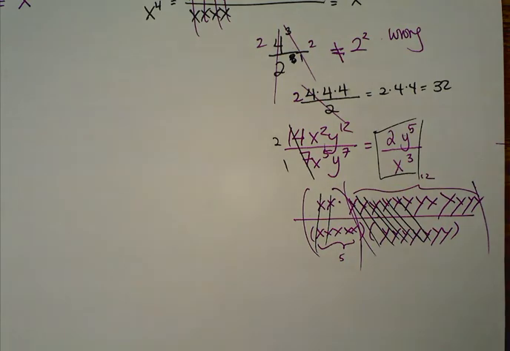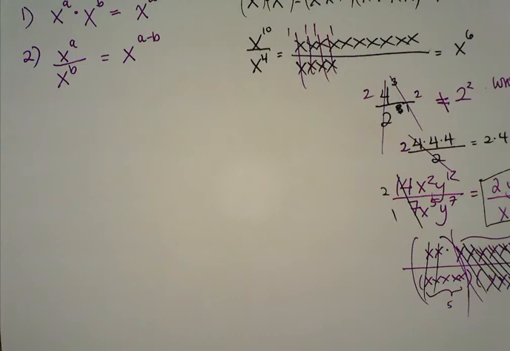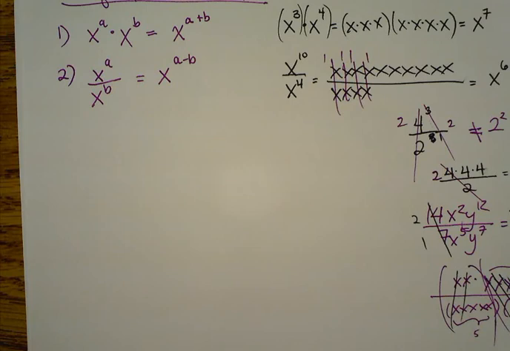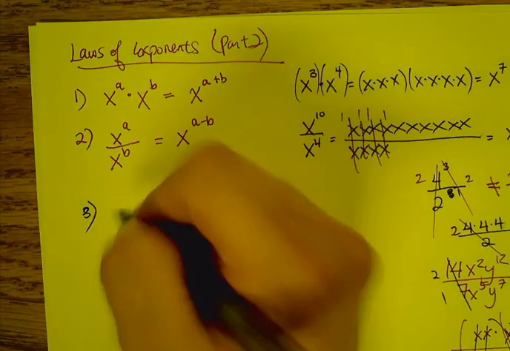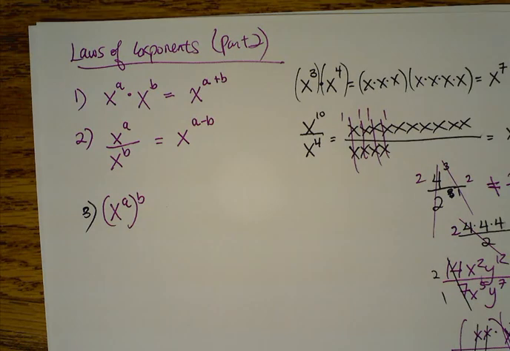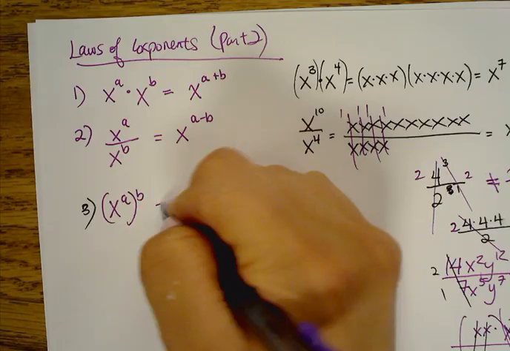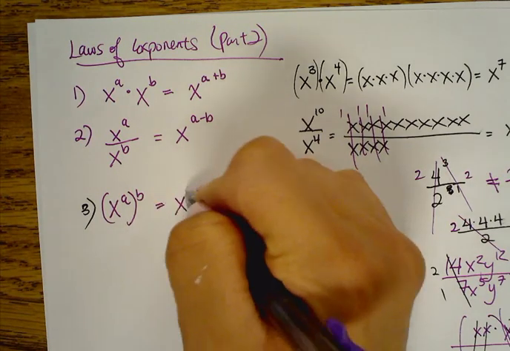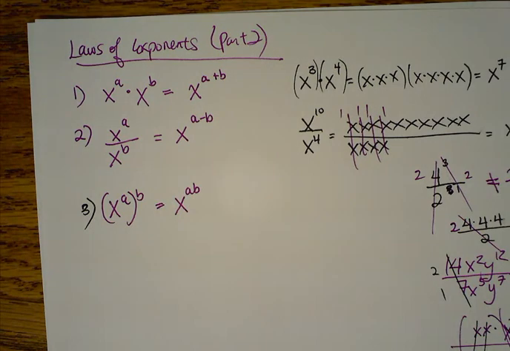Okay. Last rule of the day, I think. What if you have x to the a to the b power? I got you. This time you can multiply the exponents, right? Yes. Why? Oh, because it's in the parentheses.